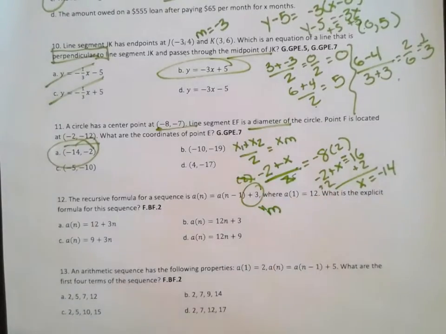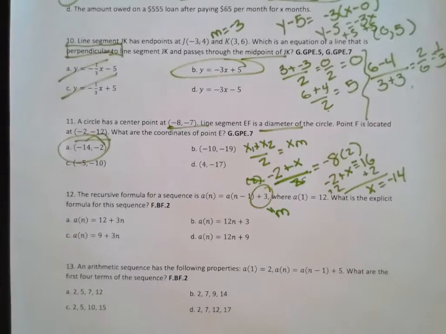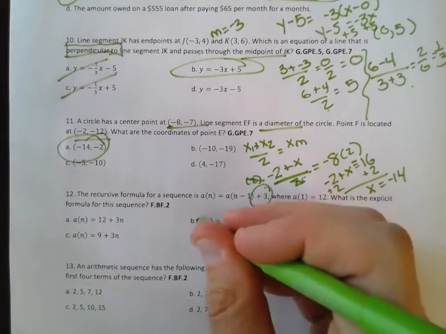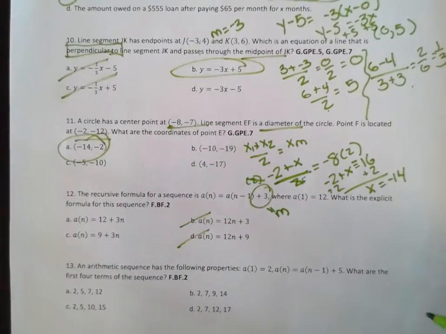Because remember, recursive doesn't follow slope-intercept form. Recursive follows a different pattern. So your slope here is 3. That means I'm looking for an explicit formula with a slope of 3. B and D have a slope of 12. So it's either A or C.